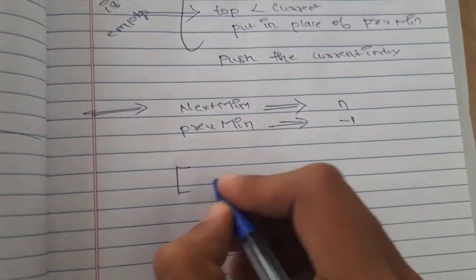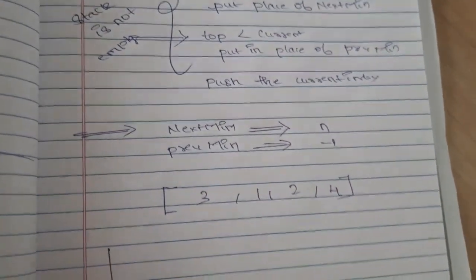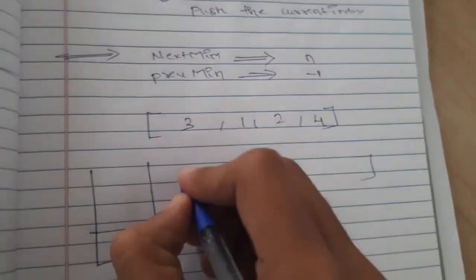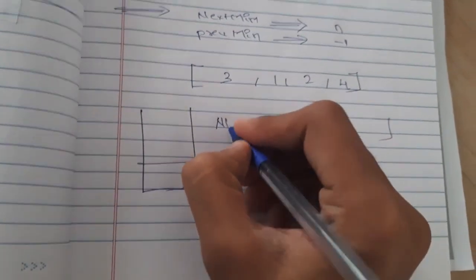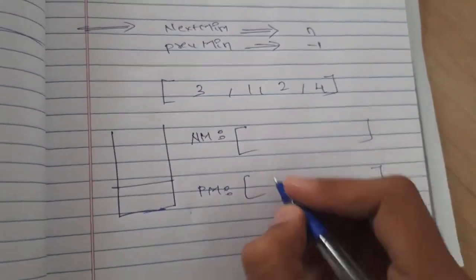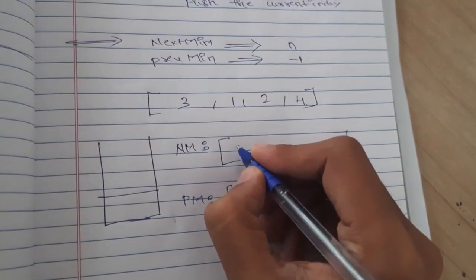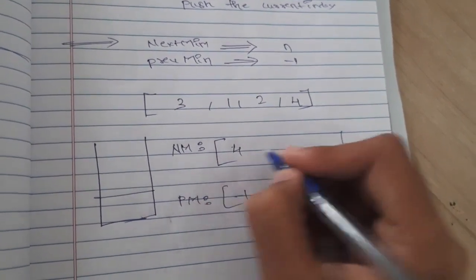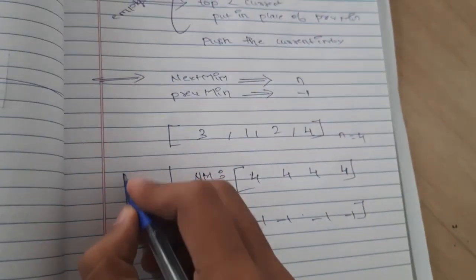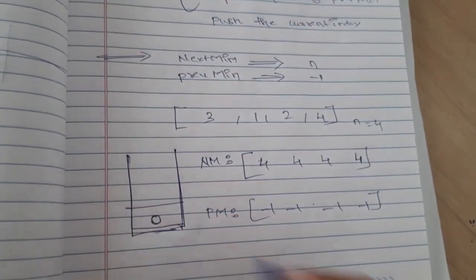So let's solve the example with the algorithm we have finalized. We will have an array, a stack, and two arrays: next minimum and previous minimum. The previous minimum will be assigned as -1, which is the left boundary, and the next minimum will be assigned the value of n. Here n is equal to 4. Here is the stack. Since the stack is empty, we just push the index, which is 0.